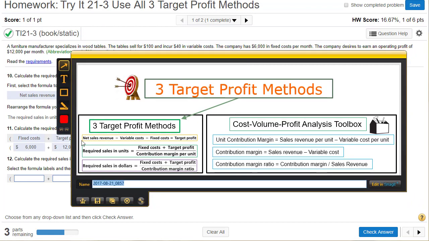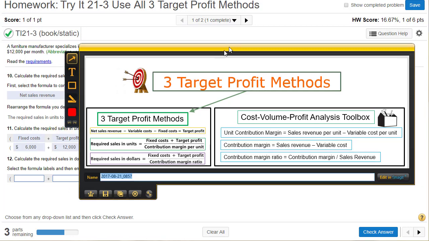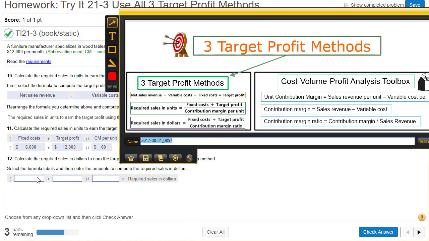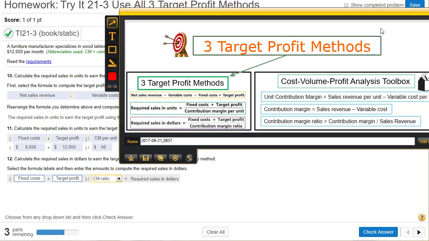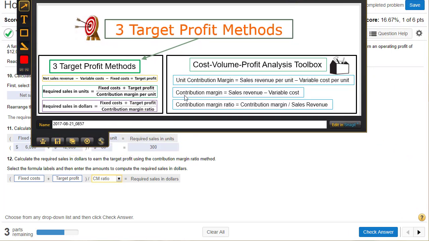So we are on this third method, required sales in dollars. And the formula is fixed costs plus target profit divided by contribution margin ratio. Now, the question is, what's contribution margin ratio? Well, it's right here. Contribution margin ratio is contribution margin divided by sales revenue.